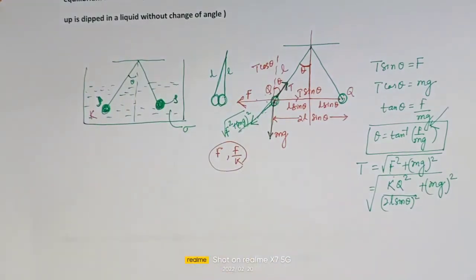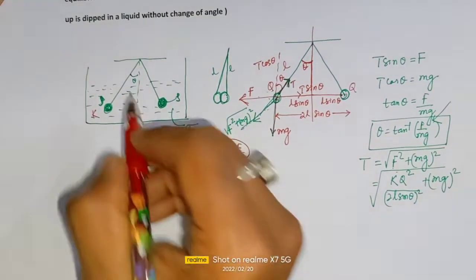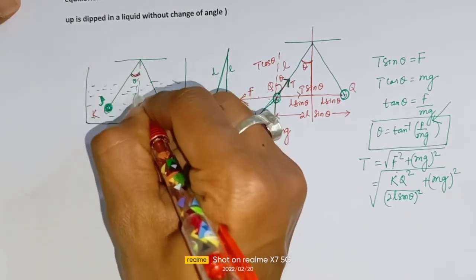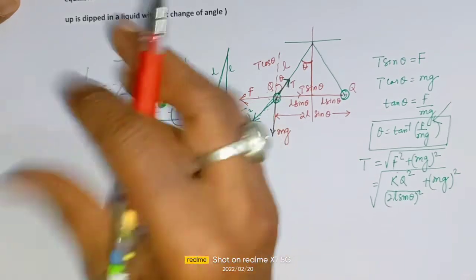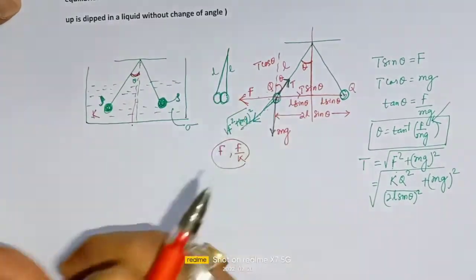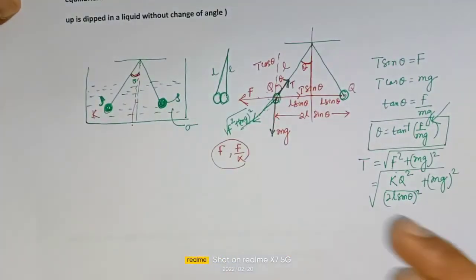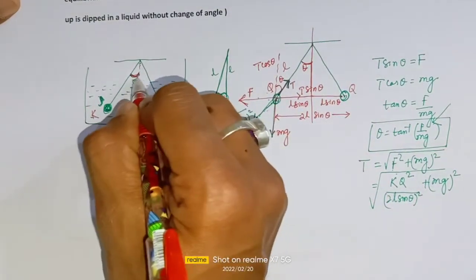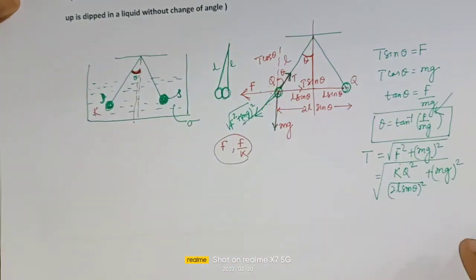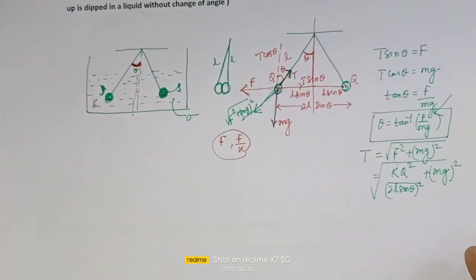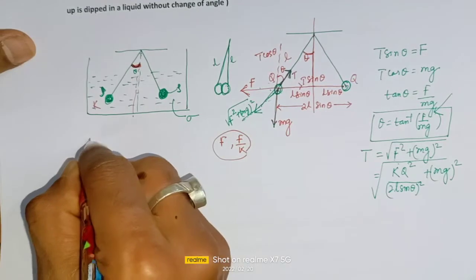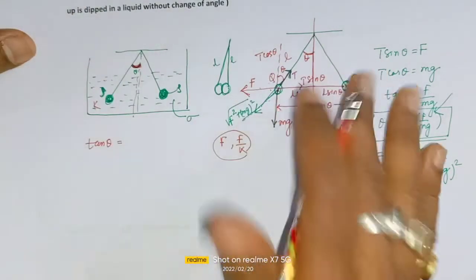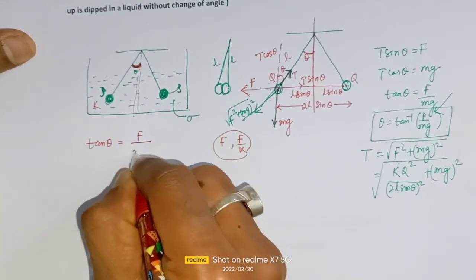If the question is asking about the real setup, what will happen? This angle will be reduced because the force will be reduced if you dip it in any medium, or introduce the force in a medium. But if the question is asking that theta remains unchanged, in that case, tan theta, we already know the initial situation when it is not dipped, tan theta equals F by mg.